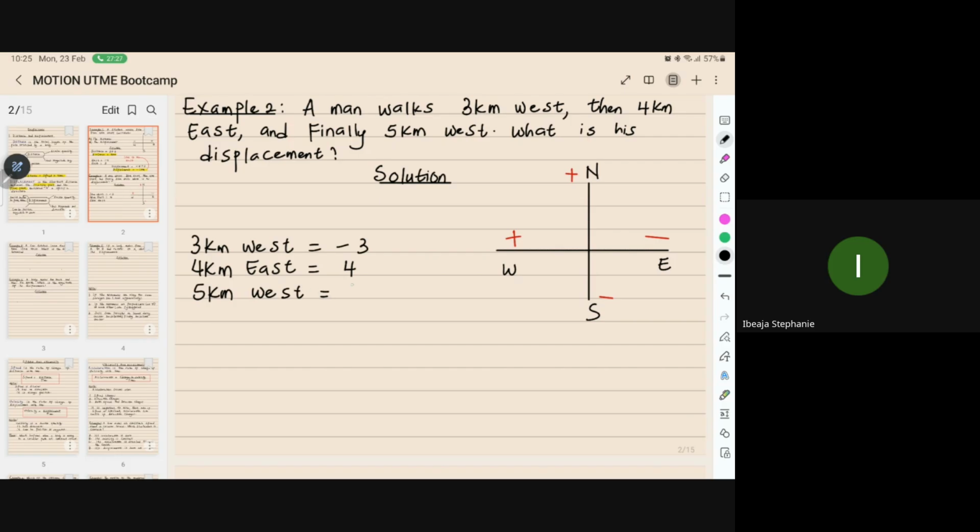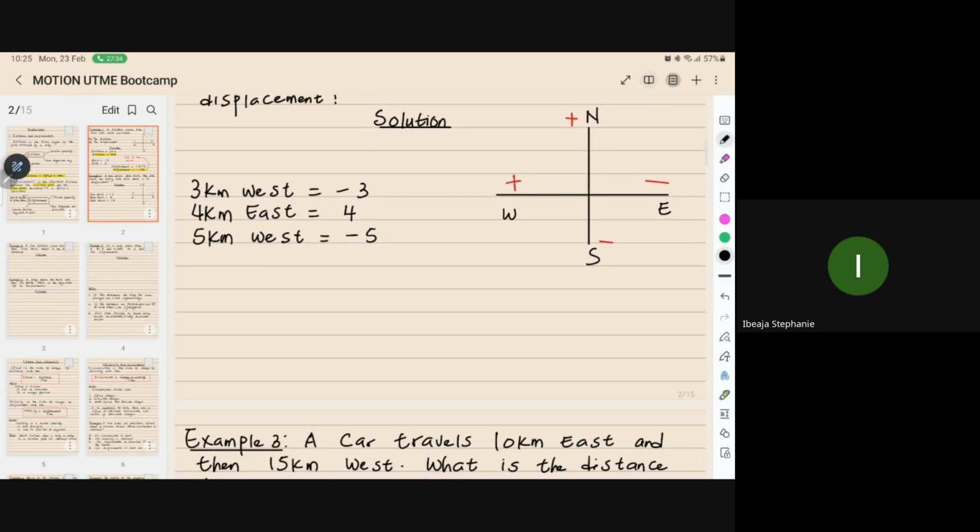And 5 kilometers to the west, that will be what? Negative 5. So let's bring everything together. Let's get the sum of everything. That means that if you don't know your signs very well, there will be a problem here. We'll have minus 3 minus 5 plus what? 4.